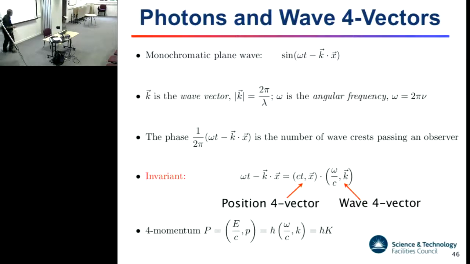But light definitely does move at the speed of light, but we still have some invariants. We have the position vector, the wave vector, so we end up with this quantity here. That's the phase. So the phase of the light at a particular position is independent of what frame you measure it in.